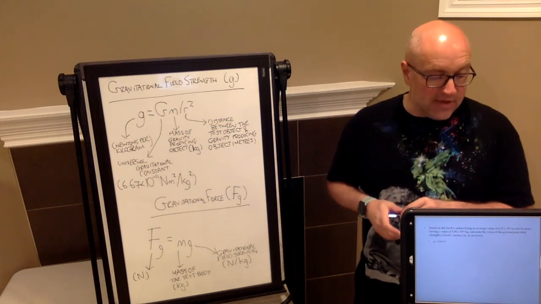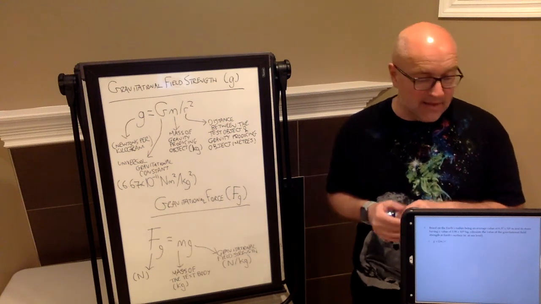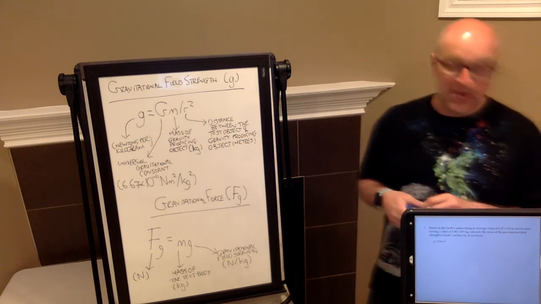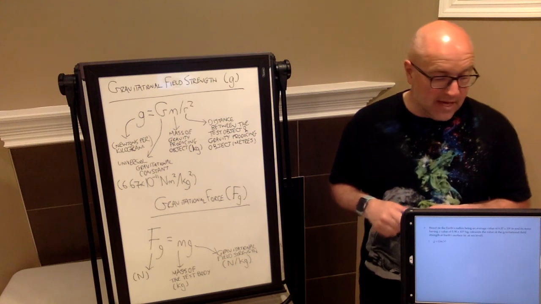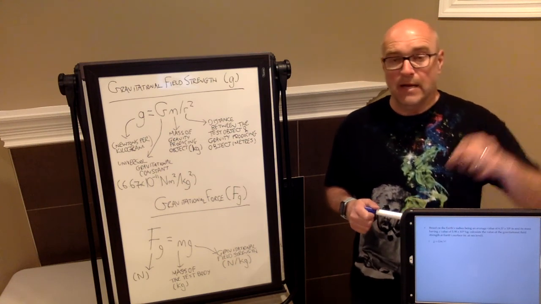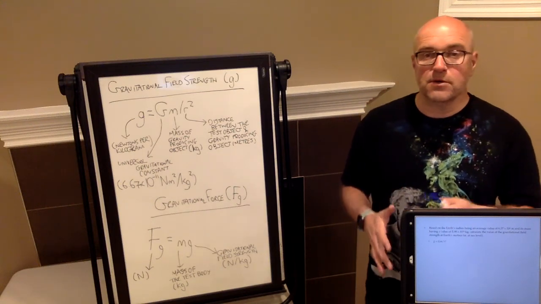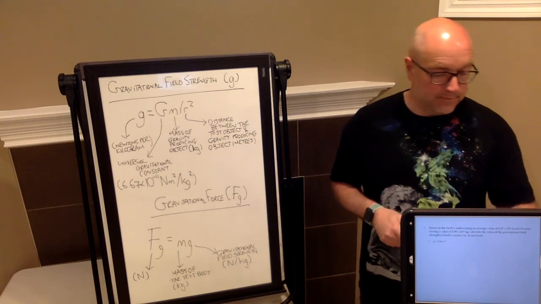So in this case, we're trying to calculate gravitational field strength on the surface of the Earth at sea level, based on the fact that the radius of the Earth from its center to sea level is 6.37 times 10 to the 6 meters. It has a mass of 5.98 times 10 to the 24th kilograms. See if you can plug those numbers into the formula. See if you get an answer. Pause me right now. I'm going to go through the answer right now.